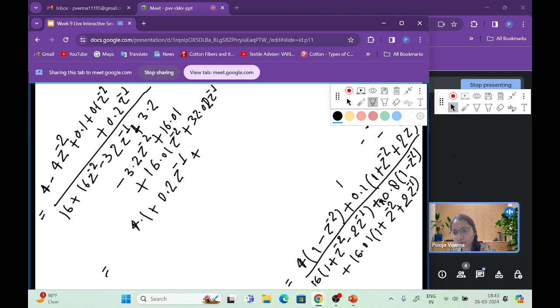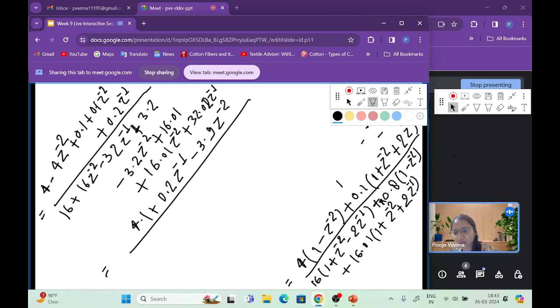Plus minus 4 multiplied by z to the power minus 2 plus 0.1 z to the power minus 2. What we will get? Here we will get minus 3.9 z to the power minus 2.